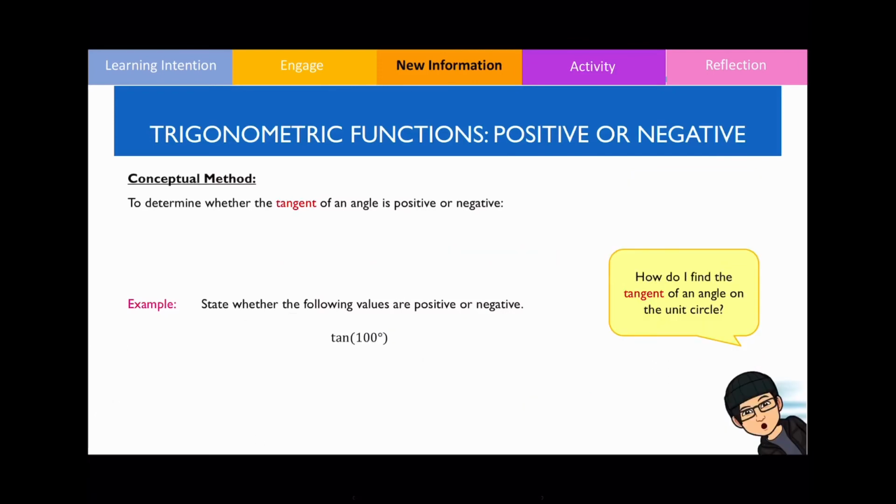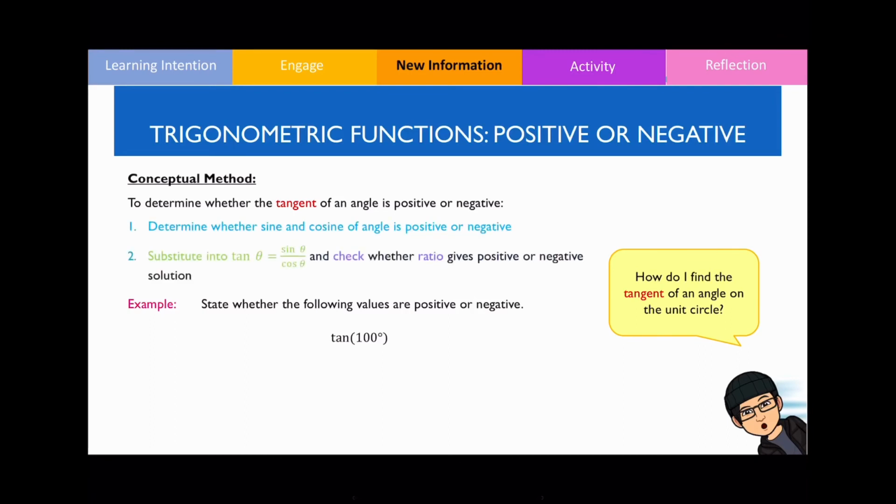So you're probably thinking now, okay, how do you find what the tangent is using this method? And you're not really doing anything different. All you're really doing is substituting the values of sine and cosine into the formula, and then checking whether that ratio, when you divide it, gives you a positive or a negative answer, okay? So let's go through one example together. The question reads, tan of 100 degrees, is that positive or negative?